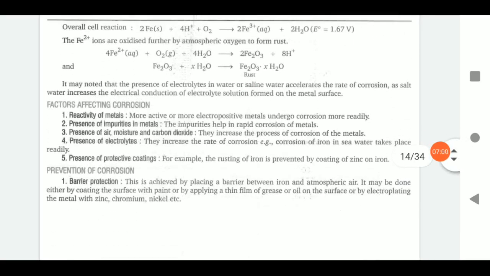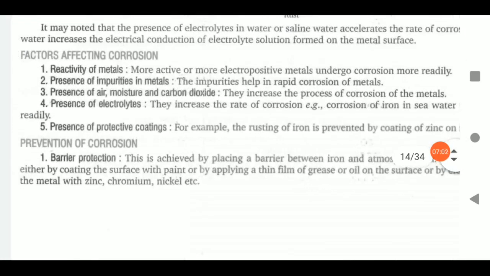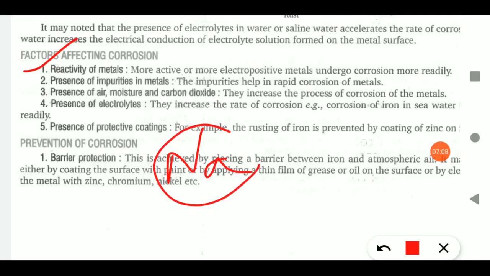Okay, so factors affecting corrosion. First, reactivity of metal. If metal is highly reactive, corrosion will be easy. Sodium's rusting will become even faster. Rusting will, I will not say rusting, corrosion. Okay, because sodium is more reactive. How will you come to know it is more reactive? By checking the reduction potential. Higher the reduction potential, less the reactivity. Already I have told you in the electrochemical series.